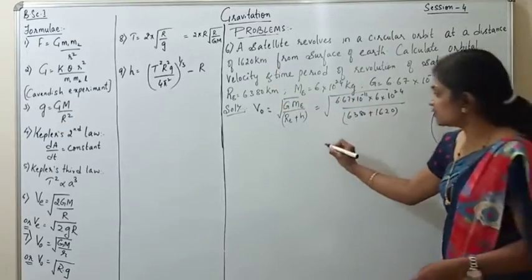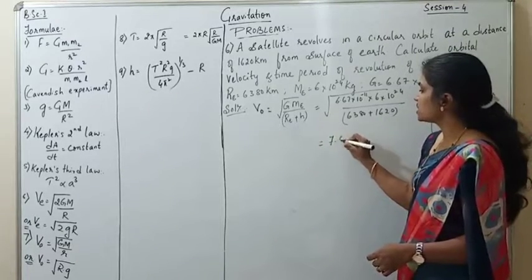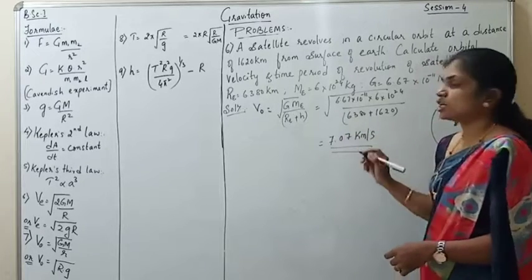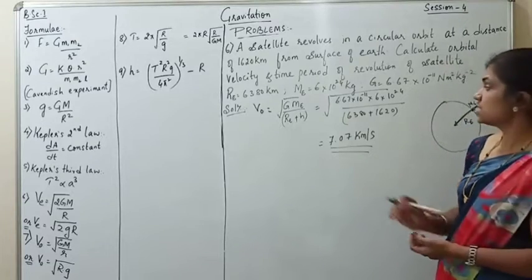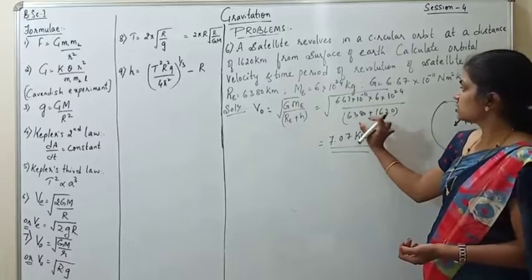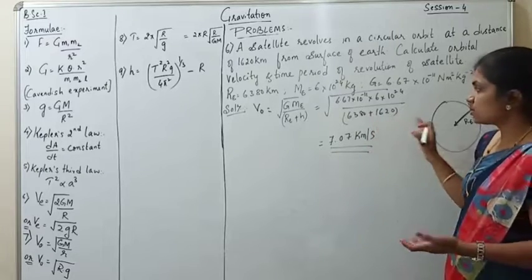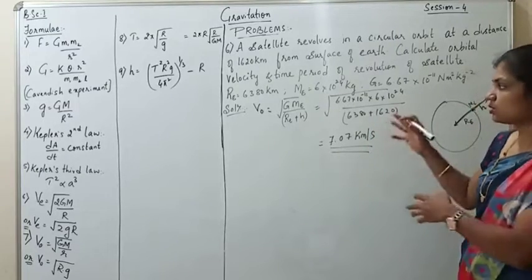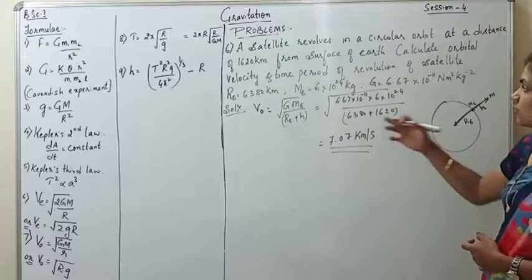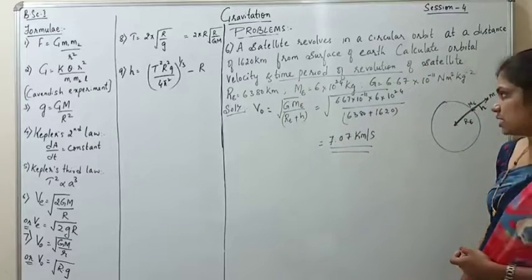If I simplify this, I get around 7.07 kilometer per second. So this is addition: you have to add these two, then multiply this and divide by this. It's a simple mathematical calculation, so you can do it in your calculators. The next thing we have to find out is the time period of the revolution of the satellite.